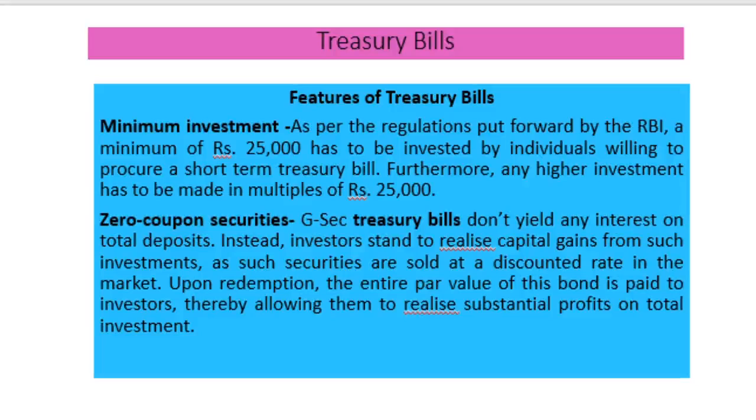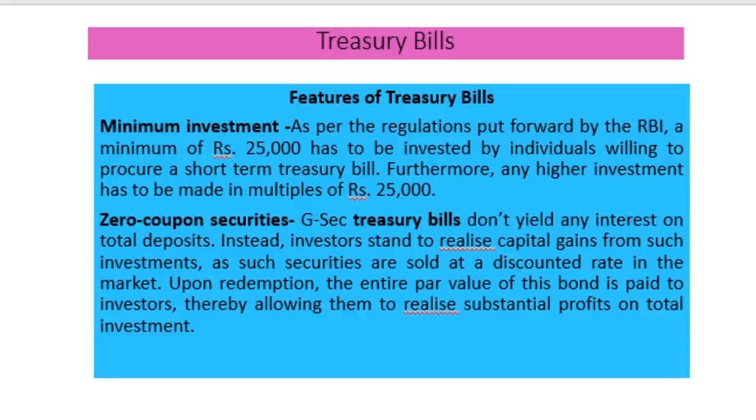As per the regulations put forward by RBI, a minimum of rupees 25,000 has to be invested by an individual willing to procure a short-term treasury bill. Any higher amount has to be made in multiples of that. That is, we can have a treasury bill of 25,000.